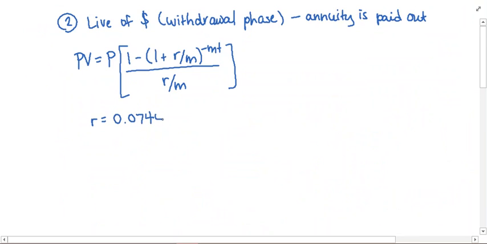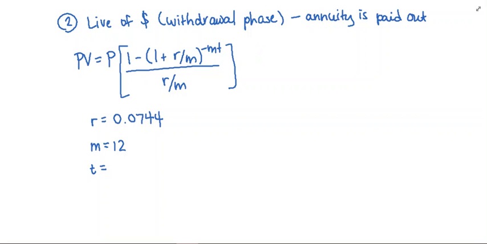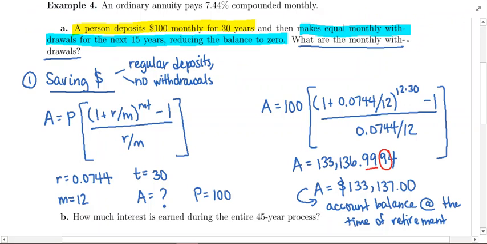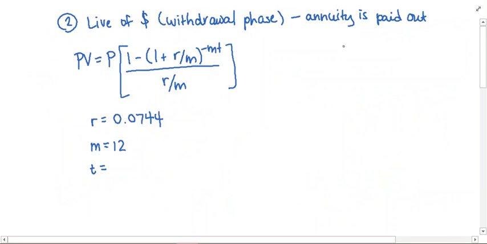And then remember, the person is going to receive monthly withdrawals. That coincides with how often the interest is compounded, monthly. So m is still going to be 12 here. Time wise, in this second phase of living off the money, over how many years do they make withdrawals? If you read the problem, they saved money for the first 30 years, and then for the next 15 years, that's when they're taking money out. So it's a 45-year process. In the second phase, the withdrawal part, that only lasts 15 years of the 45.